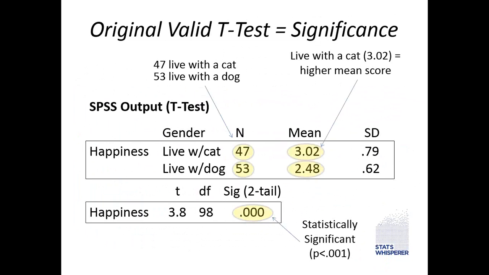Now below, the two-tailed significance level is 0.000, which is below 0.05, indicating that this difference is statistically significant. So in essence, what it's saying is there's a finding where people that live with the cat have a statistically significantly higher happiness score relative to the people that live with the dog. Okay? So let's say that's the true finding.